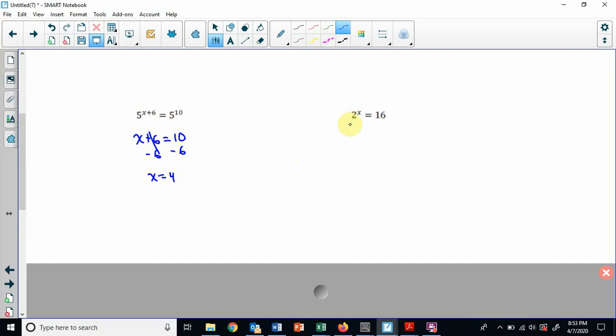Is there any way to get them both to have the same base? Well, I could try rewriting 16. Is there any way to write it as 2 to some power? And the answer is yeah, actually, 16 is 2 to the 4th, and you could just grab a calculator and try, okay, 2 squared, 2 to the 3rd, 2 to the 4th. Oh, look, I got 16. Okay, so that's awesome, because I could rewrite 16 as 2 to the 4th.